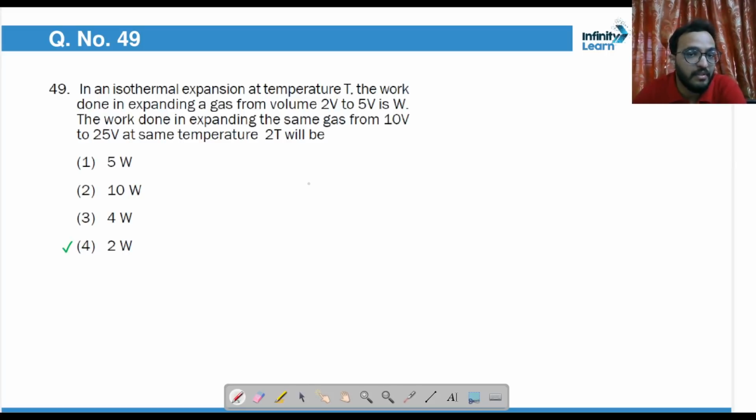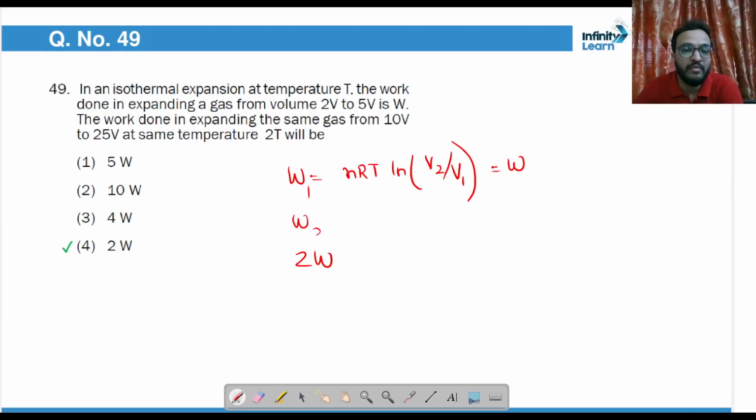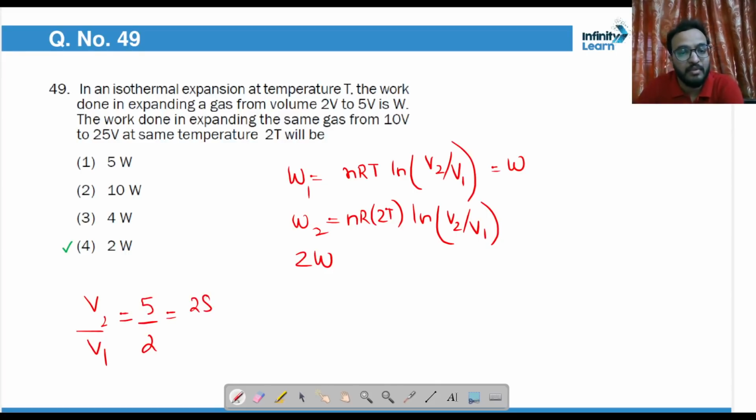Question 49. This is very simple. In an isothermal expansion, what is the work done? nRT ln V2 upon V1. That's all. So the ratio V2 by V1 is the same in both the cases, only temperature is getting doubled. That is why the work will be 2W. Initially W1 is W. W2 is nR into 2T. The ratio is still the same. What is the ratio, V2 by V1? You will say it is 5 by 2. Next time it is 25 by 10. Both are the same, 5 by 2 only. So since the temperature is getting doubled, work becomes double.